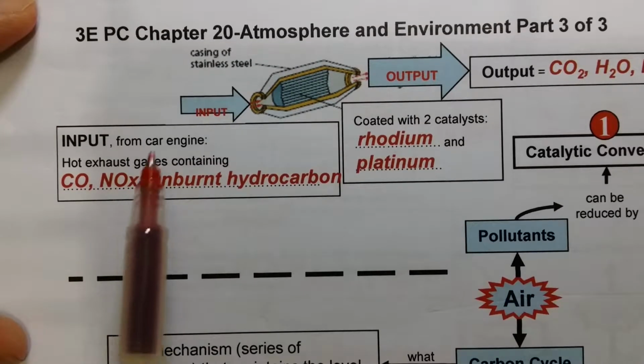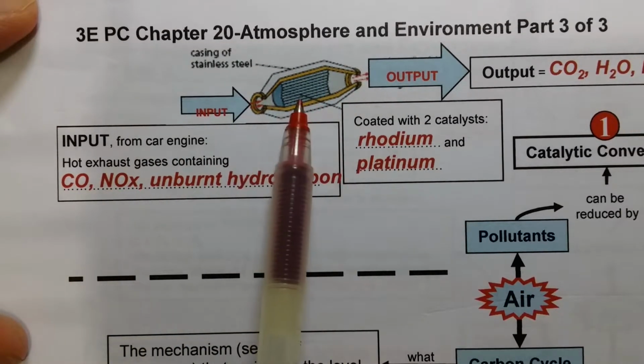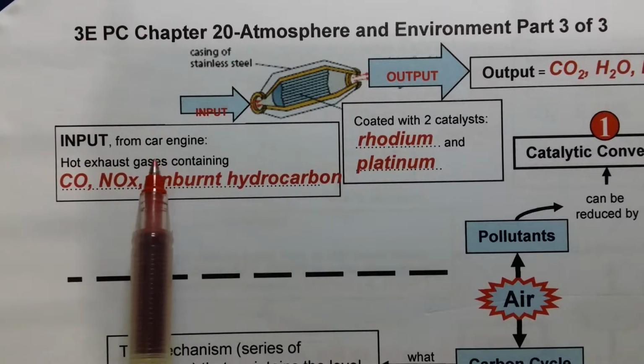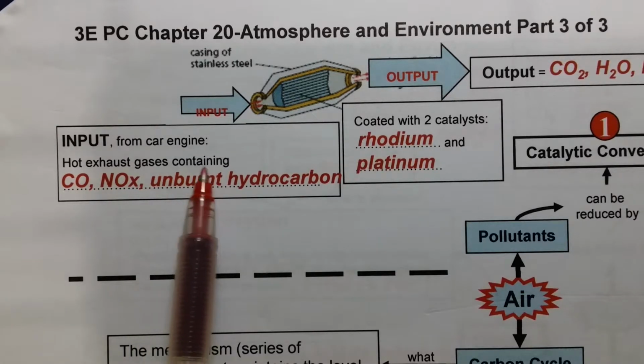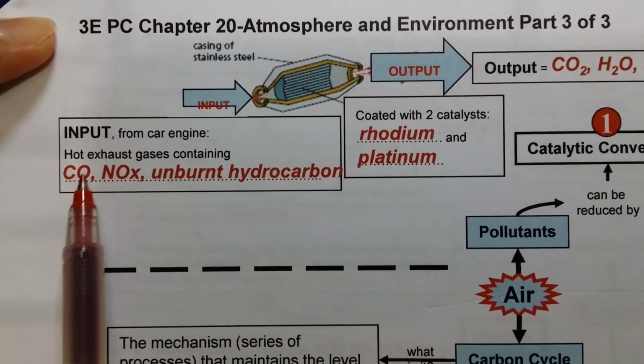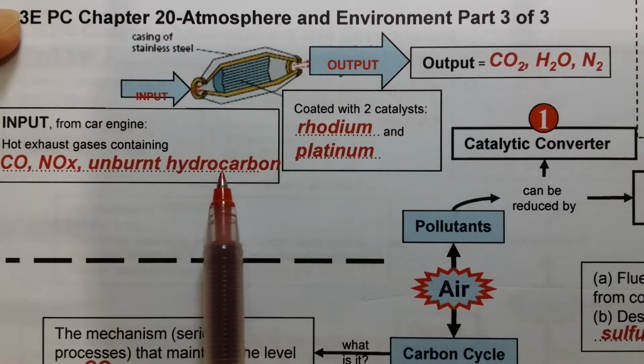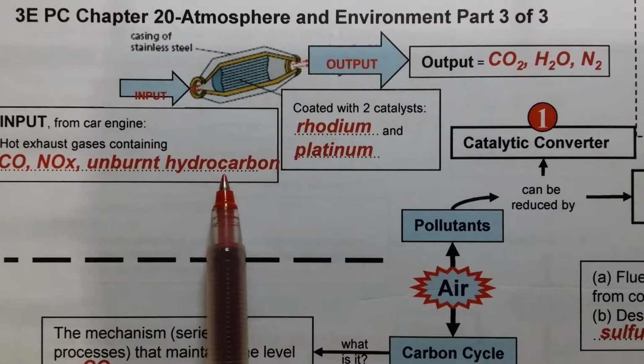So this is what happens. The input gases into the catalytic converter come from the car engine. The hot exhaust gases contain carbon monoxide, nitrogen oxides such as nitrogen monoxide and nitrogen dioxide, and unburned hydrocarbons. Those are parts of the fuel that are not burned completely. That is basically what unburned hydrocarbon means: the components of the car fuel that are not burned completely.